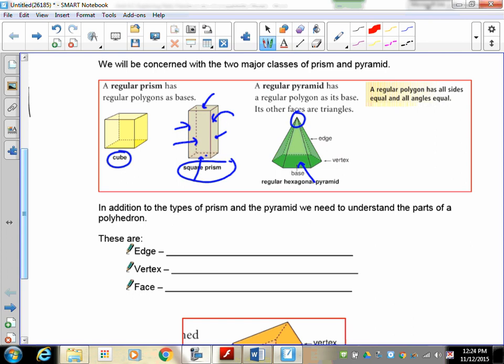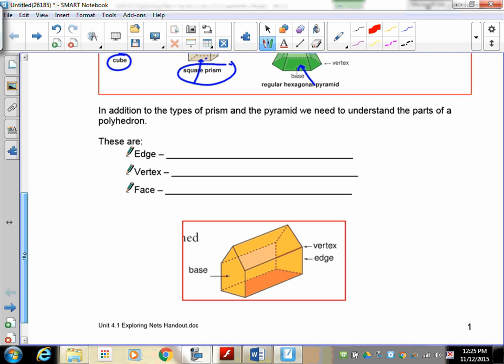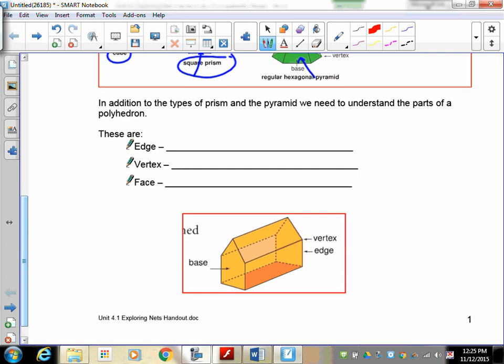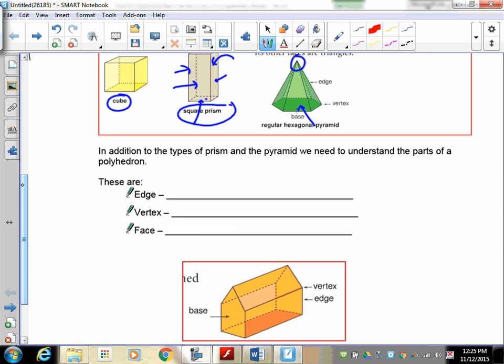Now, on pyramids and prisms, we have several items. The first one is called an edge. An edge is where two faces meet. And you can see the edges on this cube. There's an edge. That's where that face and the one on the bottom meet. Where the top and the front meet, that's an edge right there.